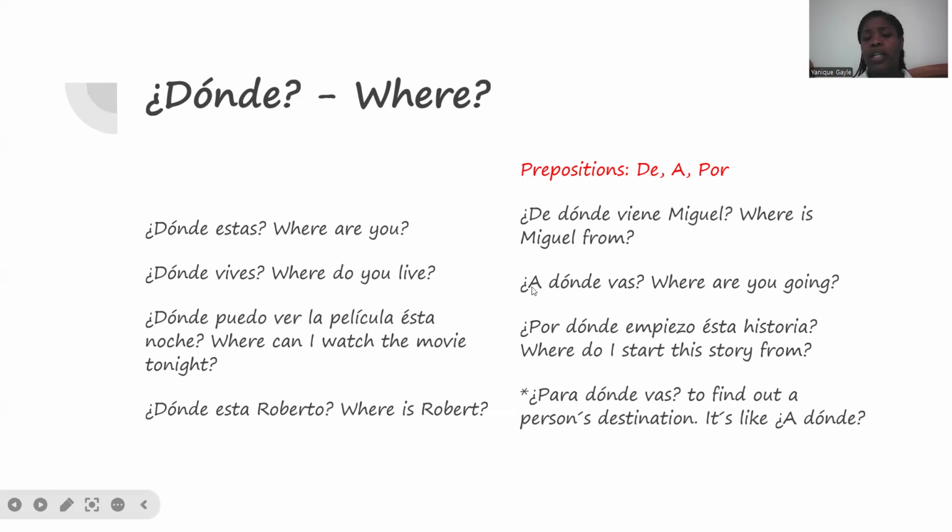The next example, ¿a dónde vas? It's like saying, to where do you go? Or to where are you going? But in English, we just say, where are you going? But the a is indicating the destination of something. So it's like saying, ¿a dónde vas? Like, where are you going? Or to where do you go?